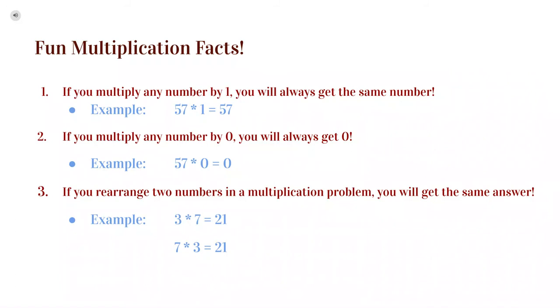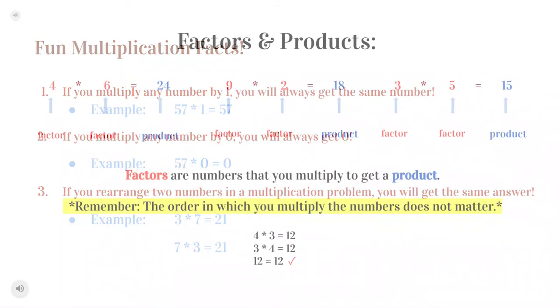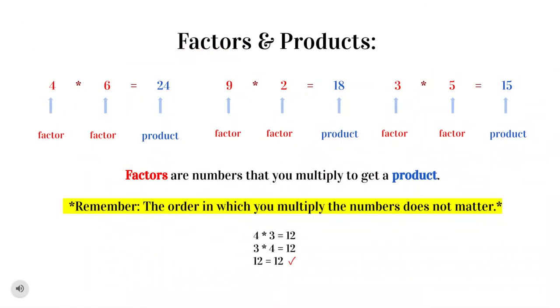And if I rearrange any two numbers in a multiplication problem, I will always get the same answer. For example, 3 times 7 is equal to 21. 7 times 3 is also equal to 21. I only rearrange the factors so that the order will be different, but it will still be the same problem.